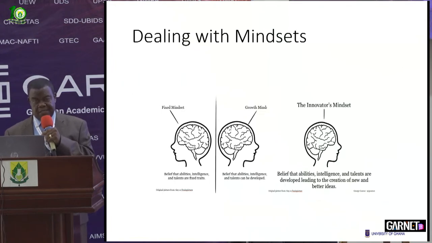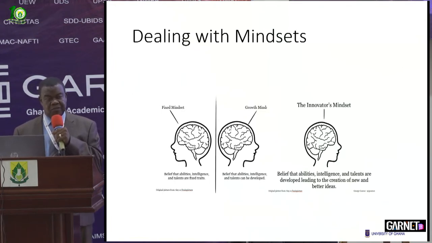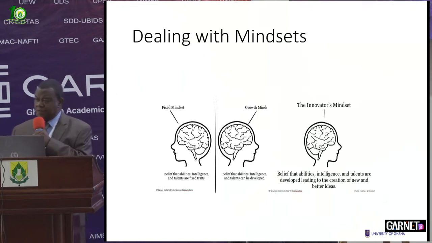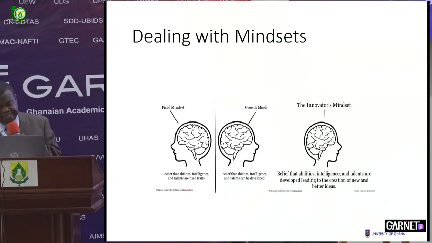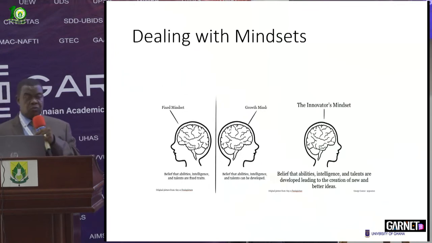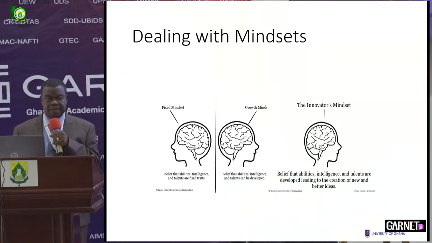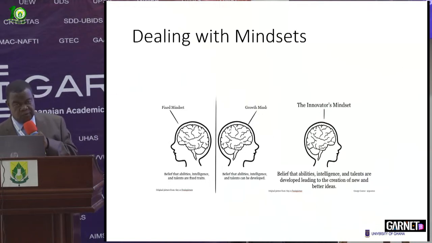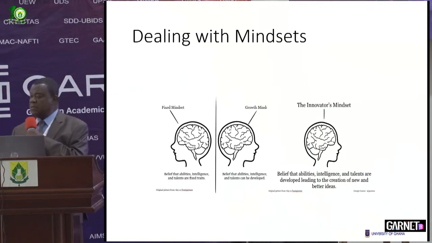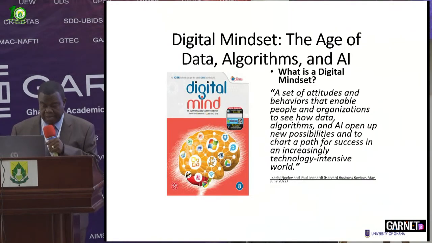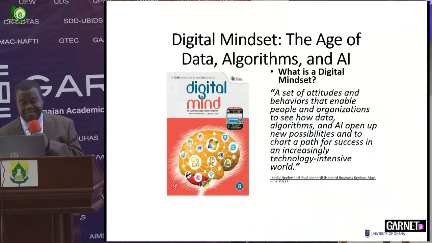The growth mindset says, well, it is possible. We can do things. But the growth mindset without innovation just stays there. The growth is very small and incremental. You have to have an innovative mindset to be able to think beyond the possibilities. But in the 21st century, in the fourth industrial revolution, we look beyond even the innovative mindset. What we should be looking for is the digital mindset.